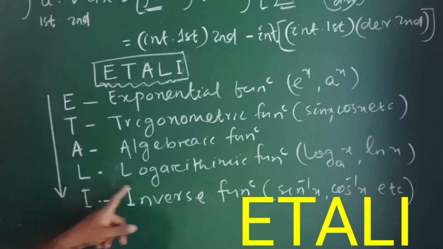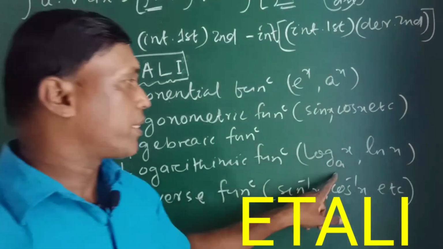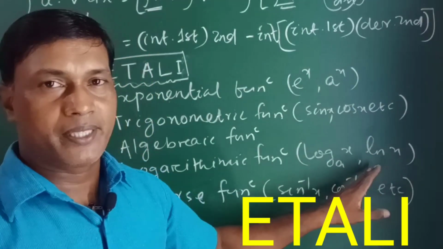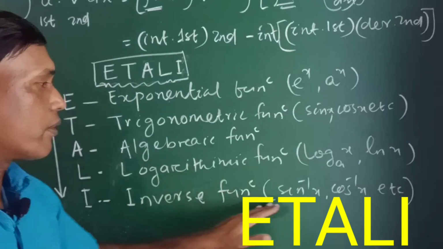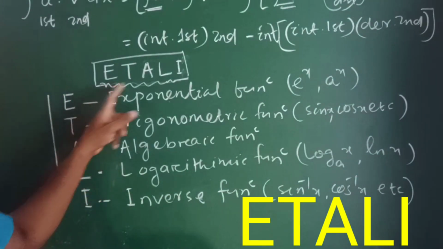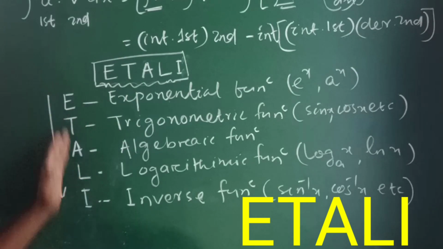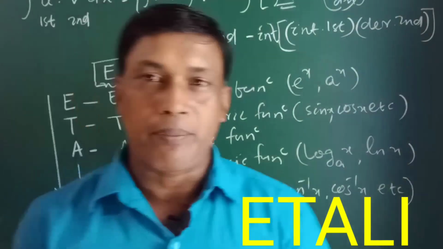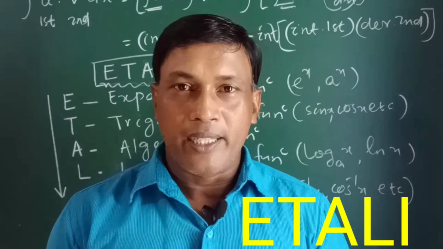Next is L, for logarithm function: log x at the base a, or ln x, log x at the base e. And the last one is the inverse function, the sin inverse, cos inverse. These are inverse functions. So this mnemonic stands for these 5 types of functions. It tells 5 types of functions. So how will this mnemonic tell us?